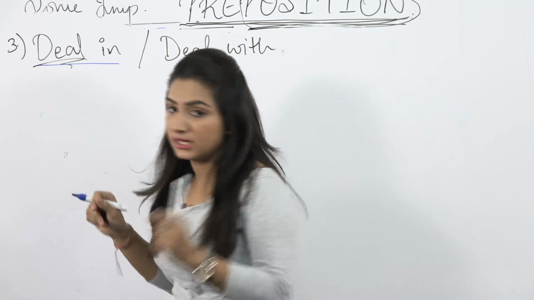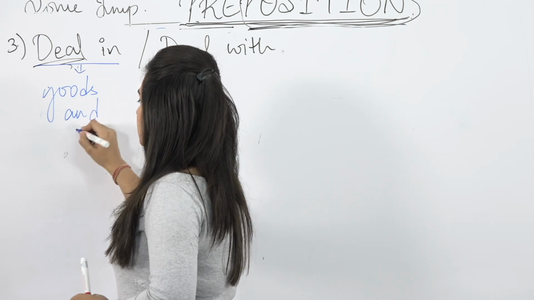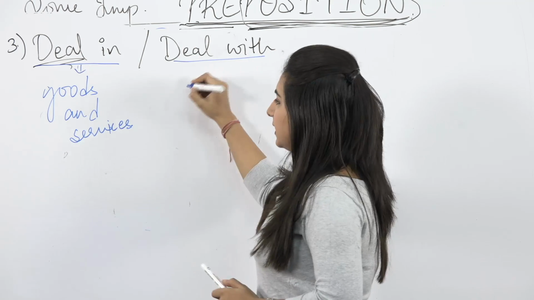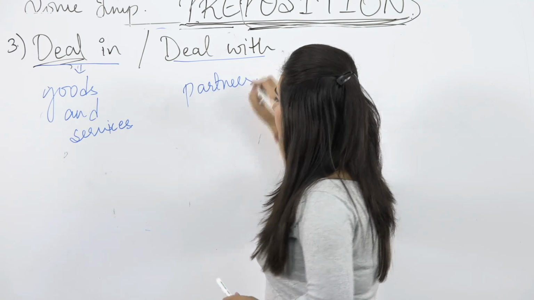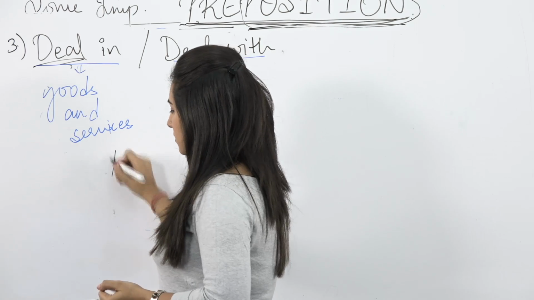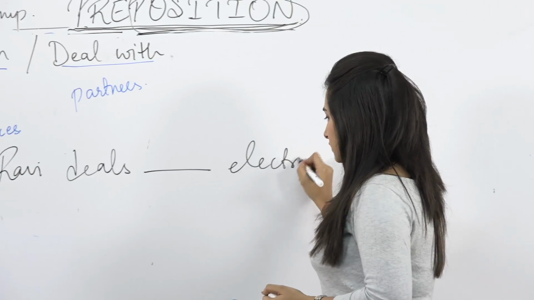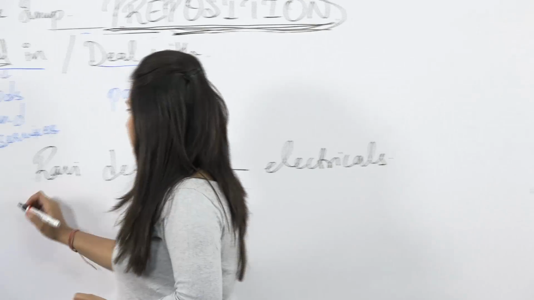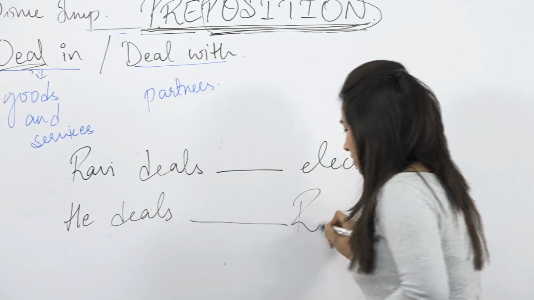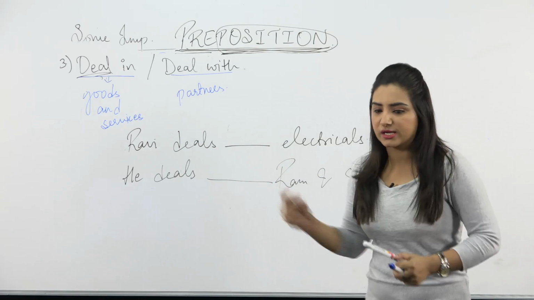When we have deal in, you'll write the goods and services the person deals in. Fine. And if we have deal with, it will write the names of the partners. For example, I'll give you a sentence. It says Ravi deals dash electricals. One sentence. And the other sentence is he deals dash Ram and Sham. Now tell me, what should I place here? Quickly answer.